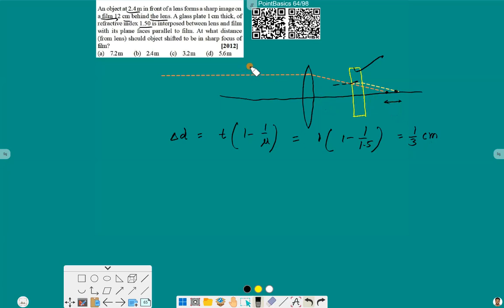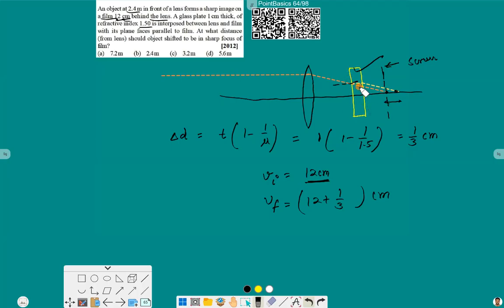So initially V initial was 12 centimeter, as already mentioned in the statement. So initially the image was forming at 12 centimeter, and now we can say V final is 12 plus 1 by 3 centimeter. Now what we want is that we don't want to shift the film. Initially we had a film or screen here. We don't want to shift this screen. We want the image to be formed here again even after placing this glass slab.